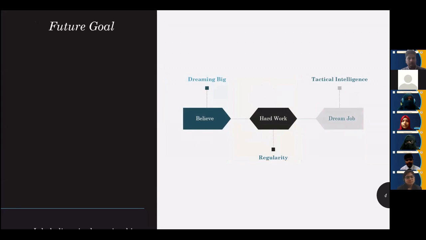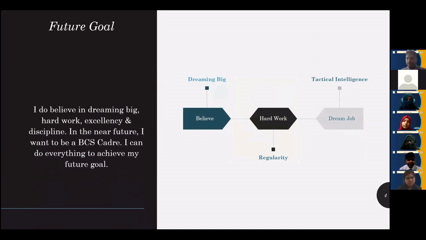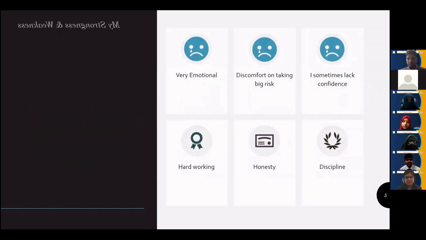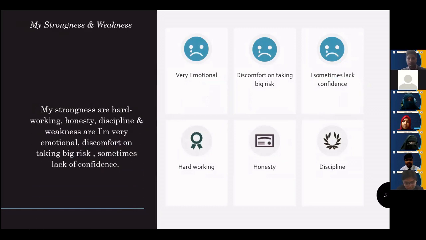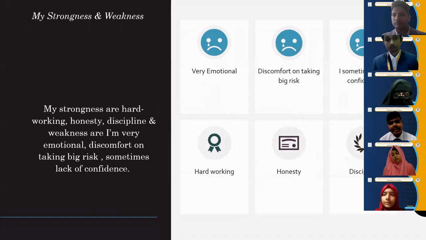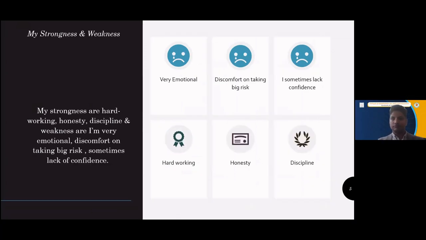Future goal. I do believe in dreaming big, hard work, excellence and discipline. In the near future, I want to be a BCS cadre. I can do everything to achieve my future goal. Strengths and weaknesses. My strong sides are hard work, honesty, and discipline, and my weaknesses are that I am very emotional, uncomfortable taking big risks, and I sometimes lack confidence.